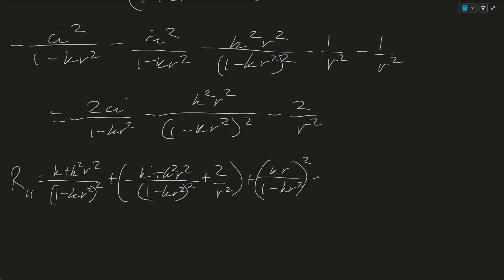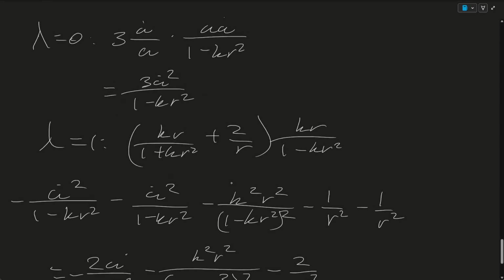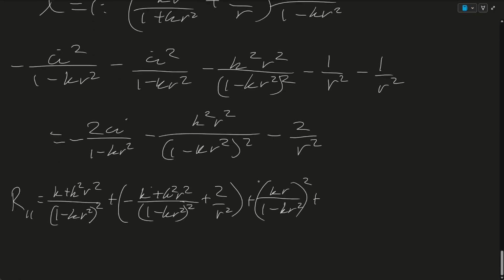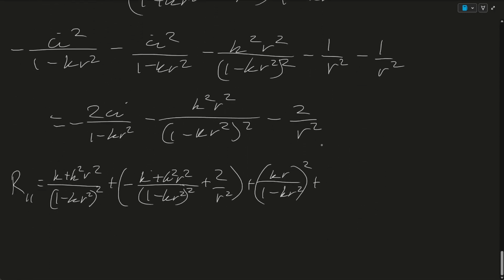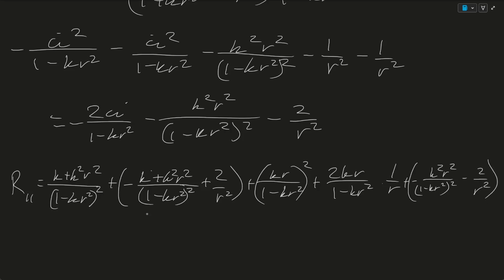And this is the spatial part of term 3, which is going to be these bits and bobs, plus 2kr over 1 minus kr squared times 1 over r. Please let me have enough space. Plus minus kr squared, all of that squared, and over the top is k squared r squared minus 2 over r squared. Yay!